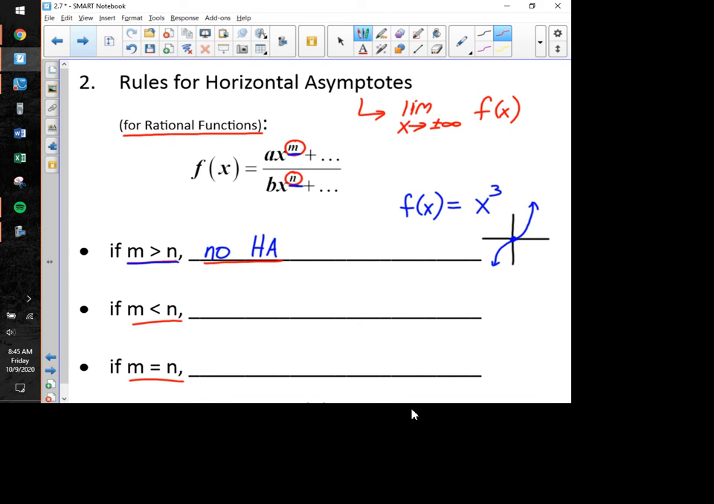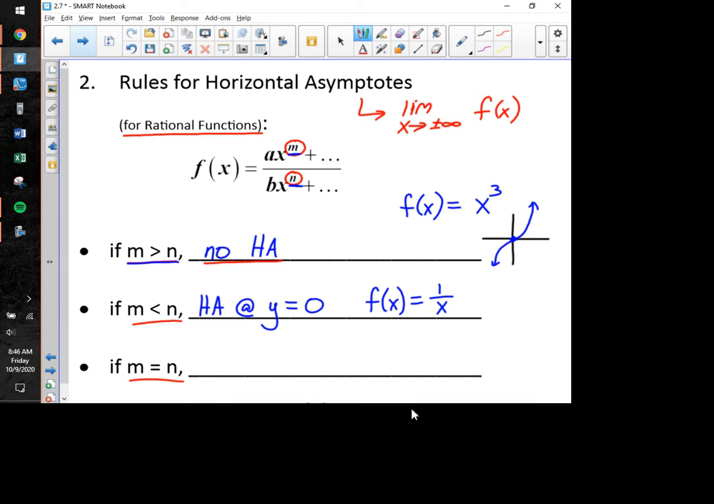Case number 2, if m is less than n, if you have what's considered to be a bottom-heavy function, guys, in that case right here, we have a horizontal asymptote at the line y is equal to 0. And a case for that might be something put very, very simply, guys, like f of x is equal to 1 over x. That's probably the simplest rational function that you guys know.